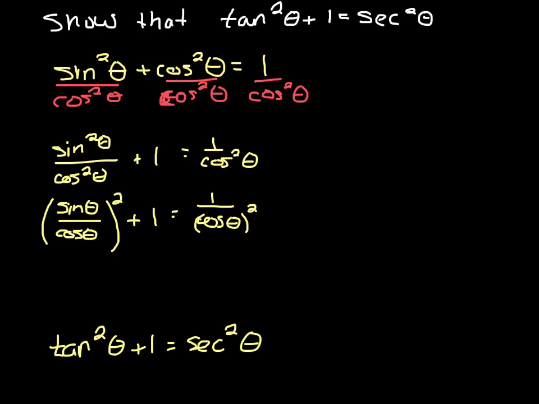Sine of theta divided by cosine theta is tangent theta. Ooh, this looks nice. And 1 divided by cosine is secant. There we go. We just proved our second identity.